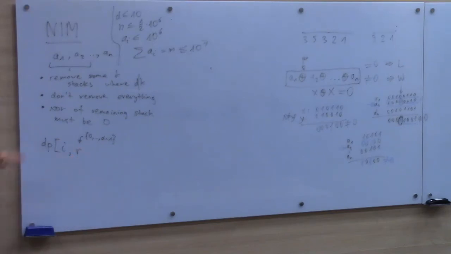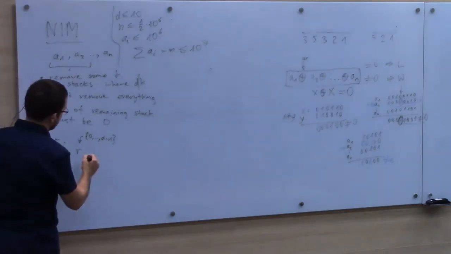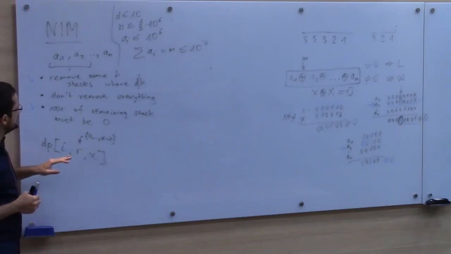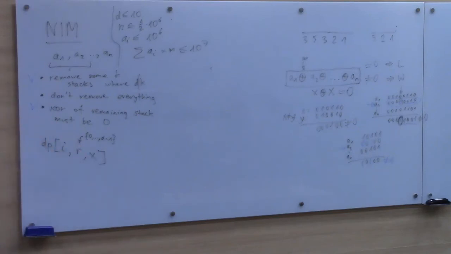The second thing we have to control is the XOR of the remaining stacks. So we also need to consider all of the possibilities for the XOR. Let's say that this will be the last element in our array. So this will be the XOR of the remaining stacks. And we will see how big this number is in a second.